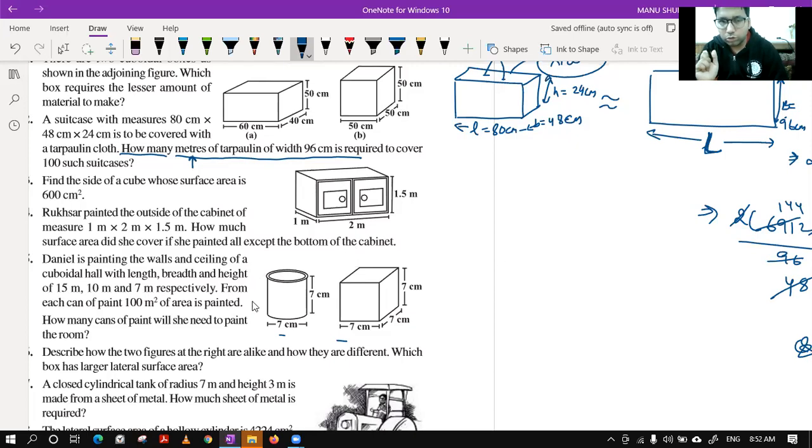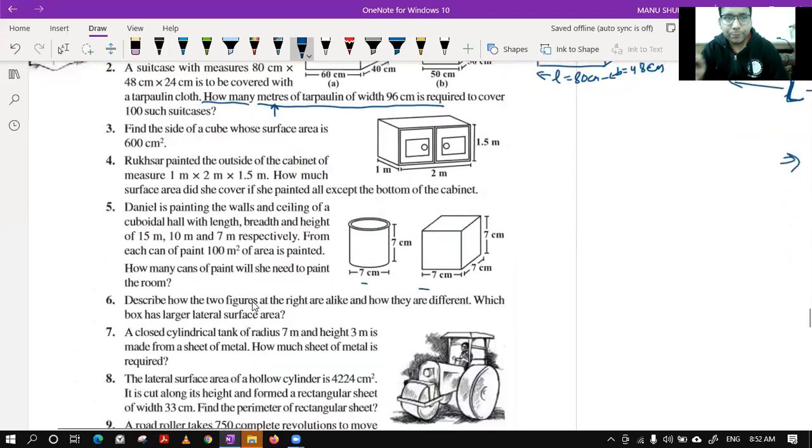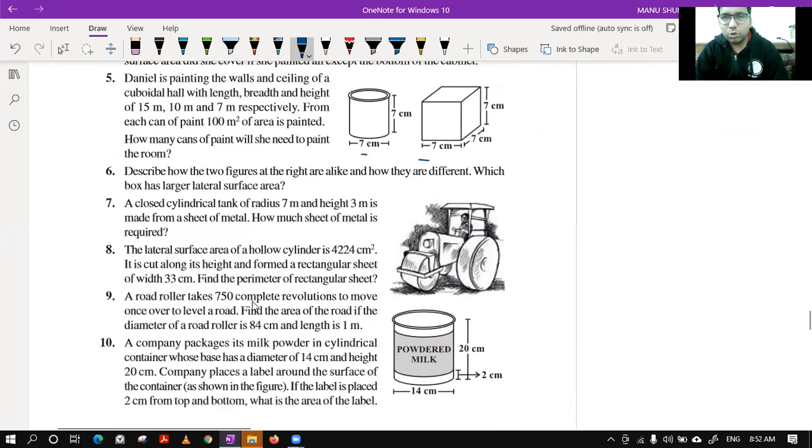Okay, so I will take question 9 also, don't worry. So question number 6 is very easy. You have to take R of this figure. This is a cylinder given to you. R is 7 by 2 centimeter. H is 7 centimeter. And in this cube, A is equal to 7 centimeter.